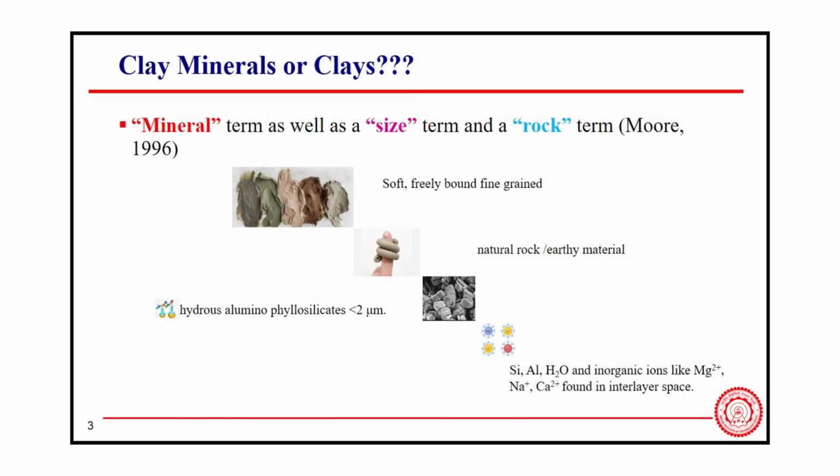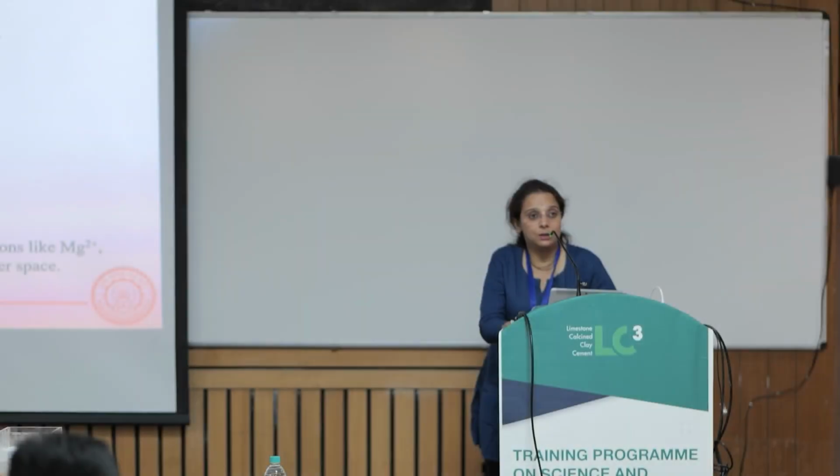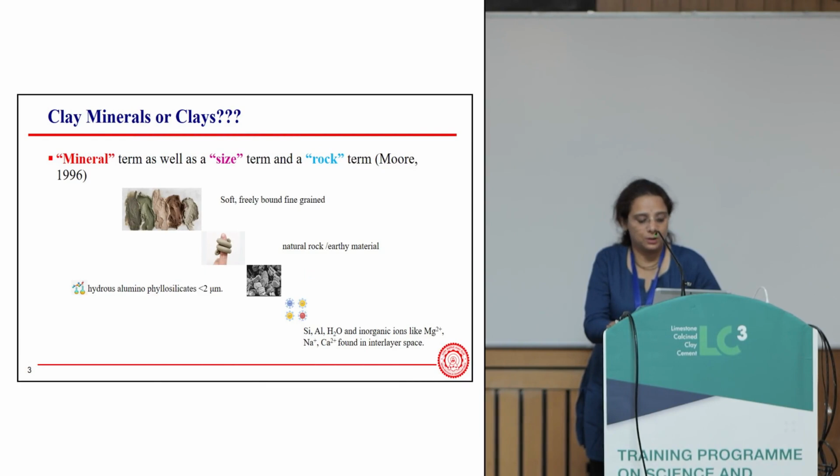Clay minerals are sometimes called a mineral term, a size term and a rock term, because they have a particle size of less than 2 micron. They are a rock term because they are associated with sedimentary rocks, and a mineral term because they are composed of clay minerals. These are soft, loosely bound, fine-grained materials which have a high plasticity, and they are hydrous aluminum phyllosilicates. It means that they have a layer-like structure.